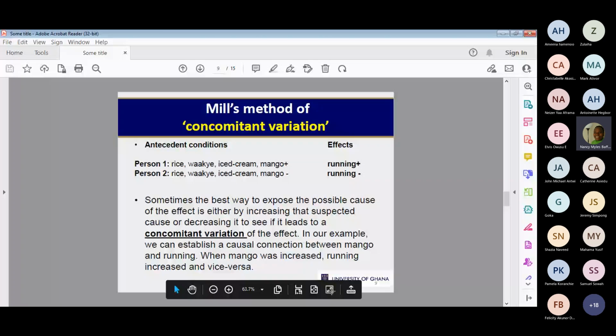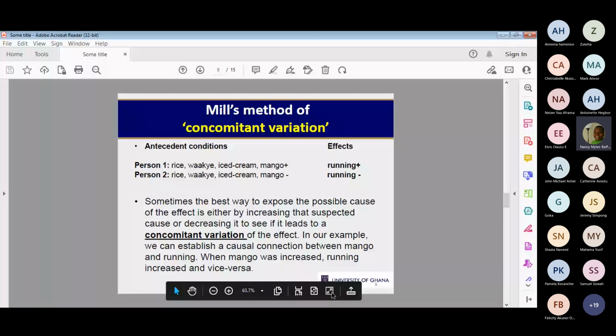What then do you do? There are not many cases for you to use the joint method. The method of concomitant variation says when you have that, then tweak the suspected cause. Here there is a suspect. You have one of the antecedent conditions as a suspect, but you don't have reason to establish a causal connection. You can't tell if there is a cause and effect connection at all. It is a suspicion you have. So you want to increase the degree of probability. What do you do? Add a little bit more of the suspect.